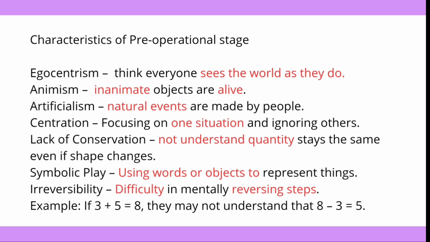Third is artificialism. They believe that natural events are made by people. For example, it rains because someone is pouring water from the sky. Fourth is centration, where they focus on one aspect of a situation and ignore others. For example, a child judges who has more juice just by the height of the glass, not by the width.